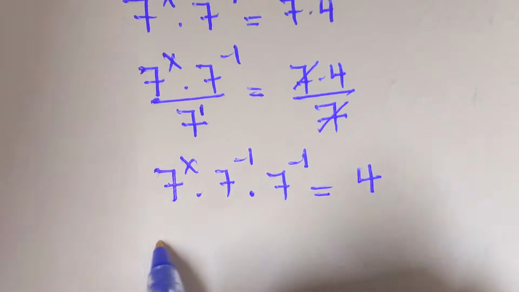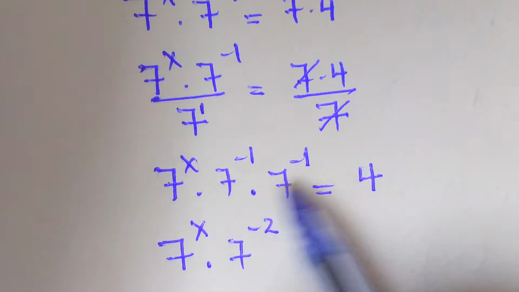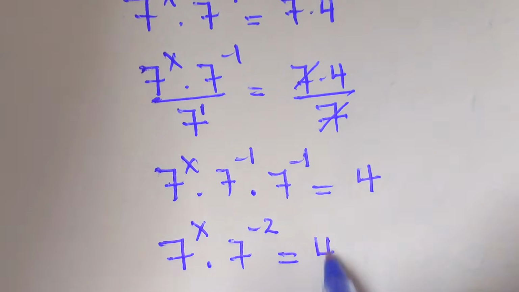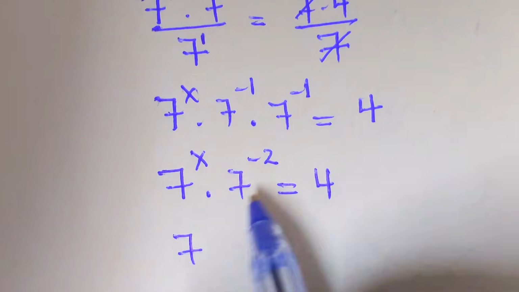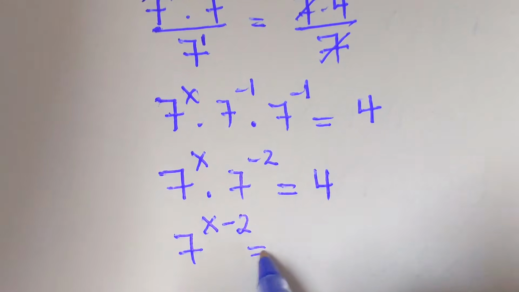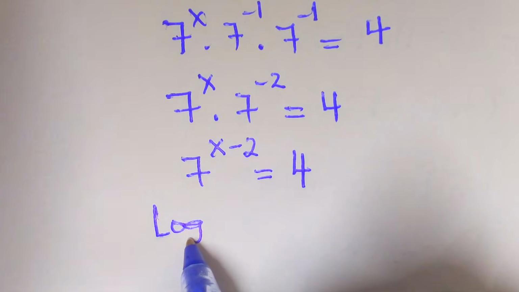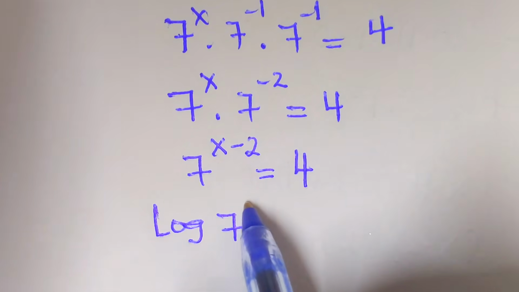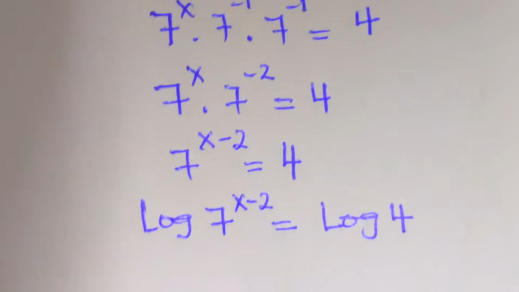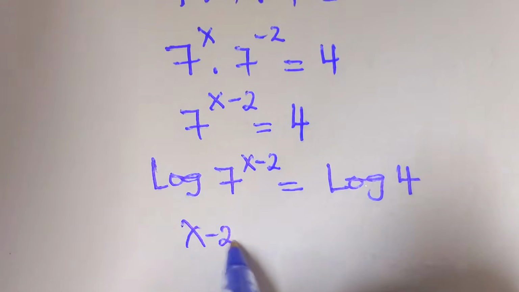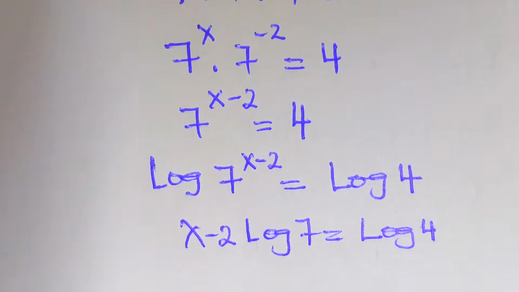So we shall say 7^x times 7^(-2), because we are adding here, will be 4. And here we have 7, because we have the same base, we have to add the powers. x minus 2 will be 4. At this stage we have to apply logarithm on both sides. Logarithm of 7^(x-2) will be logarithm of 4. And here we have (x-2) times logarithm of 7 will be logarithm of 4.